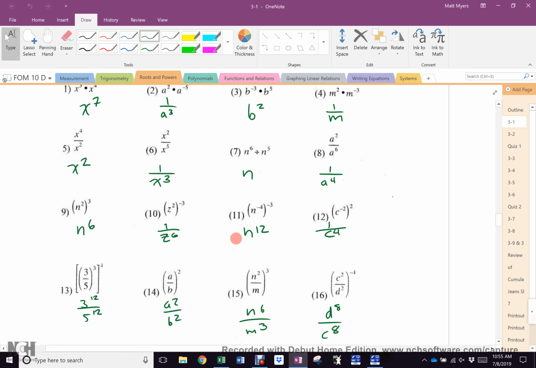The only one I foresee being a problem for anybody is number 16, but I will respond to any questions you have on 1 through 16.